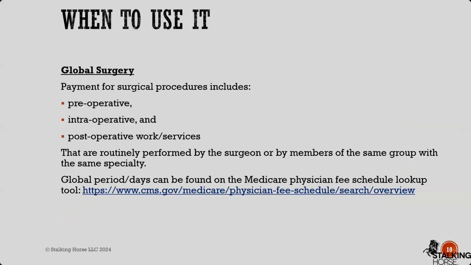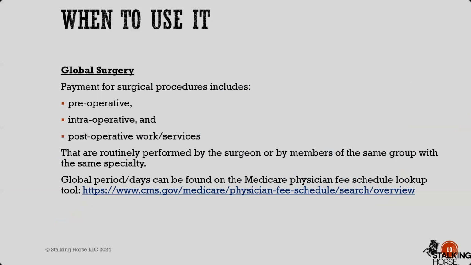So I mentioned before that we would talk about global surgery a little bit. We had said that for the 25 modifier, there has to be another procedure or service that was performed with a global period of either 0 to 10 days. So if you're in surgery, you probably are very familiar with a global period or global surgery. So payment for surgical procedures actually includes preoperative work, intraoperative work, and some postoperative work and services.